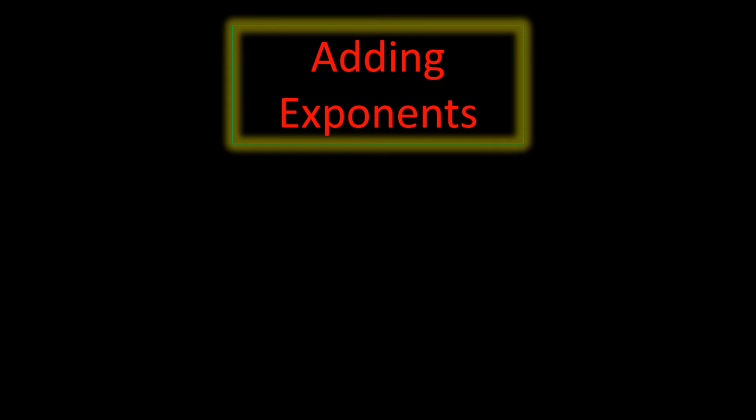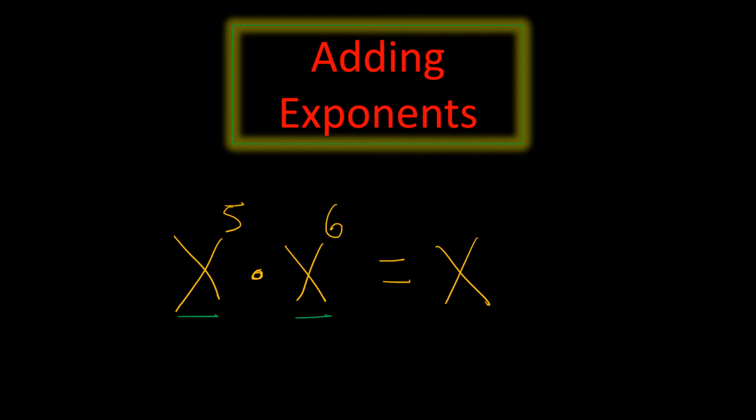So today I want to talk about adding exponents. You're going to add exponents when you have two numbers that are exactly the same base with different exponents. In this case, you have x to the fifth times x to the sixth. The base is the same, so when the base is the same, we can add the exponents. So this would just be x to the 11th.